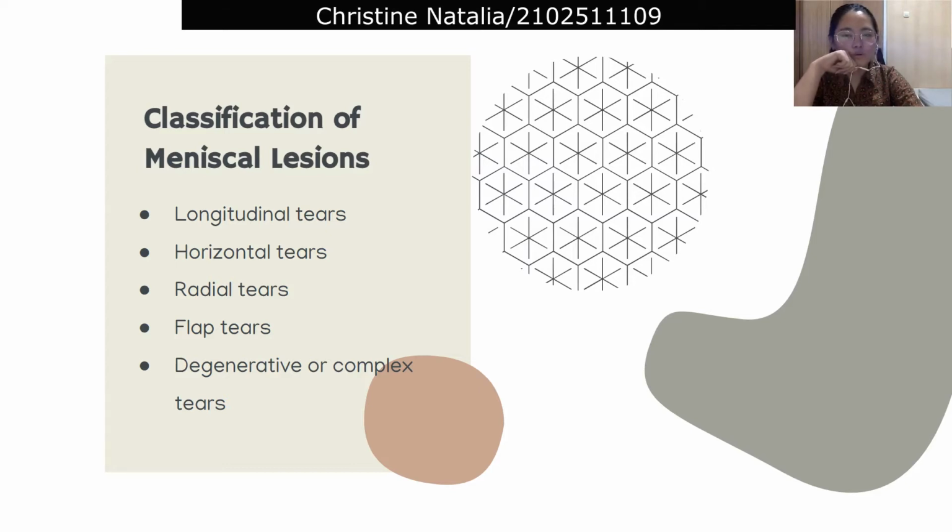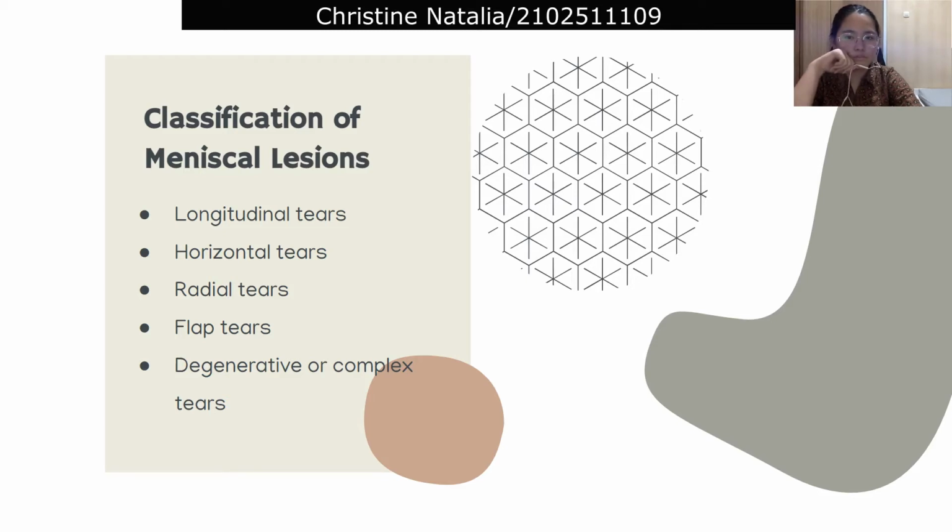The fourth classification is flap tears. Similar to the radial tears, it also extends across the inner margin. However, the tear runs obliquely across the meniscus. The tears also indicate a high-energy injury or degeneration and may have a tendency to fold into joints, causing mechanical symptoms.